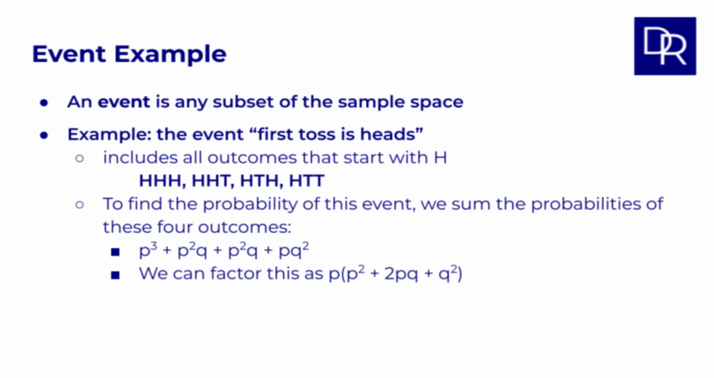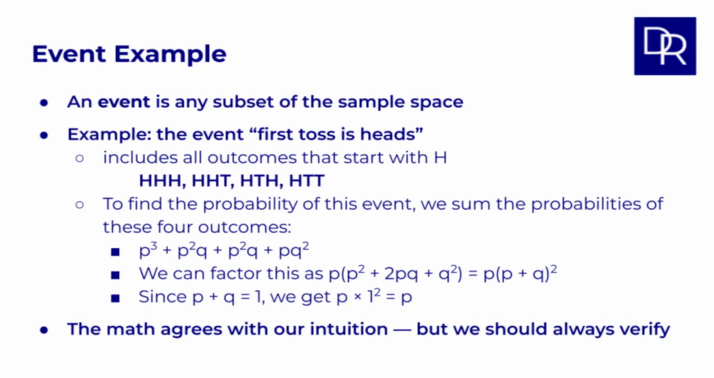Then we can first take out a factor of p and then further factorize as p times (p plus q) squared. Since p plus q equals 1, we get p times 1 squared, which just equals p. And this is of course the probability of getting heads on the first toss. So the maths agrees with our intuition, but we should always verify.